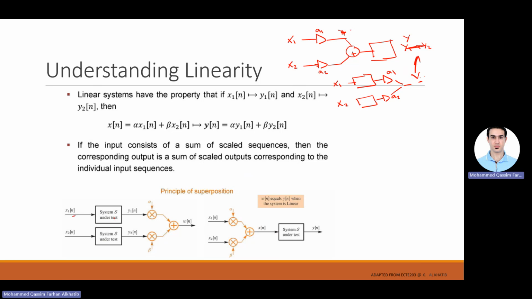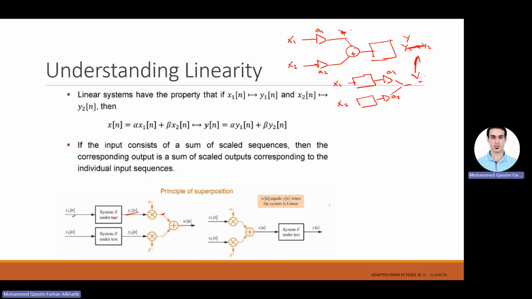So here you have x1, you apply it to the system, and you get y1. You scale it by a constant, and you'll get a certain output here. Same thing for another input: apply it to the system, you get y2, scale it, add them, and you'll get a certain function. Let's call it y or w of n. The other part, you have x, you scale, another x, you scale, add them, then apply it to the system. And again, compare both outputs.